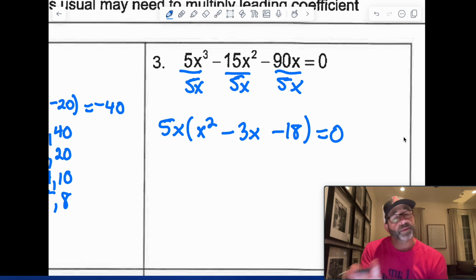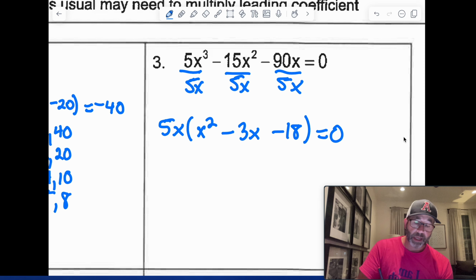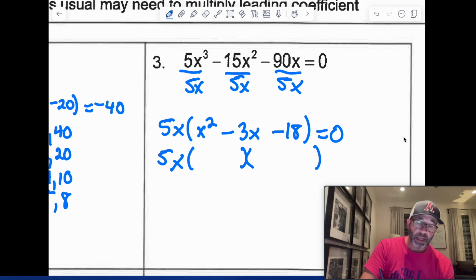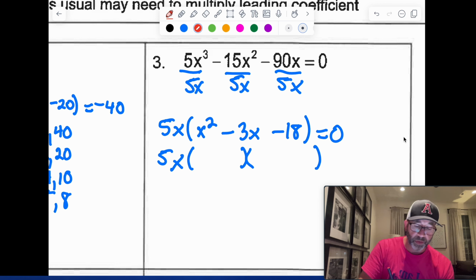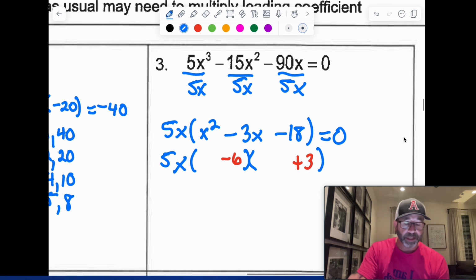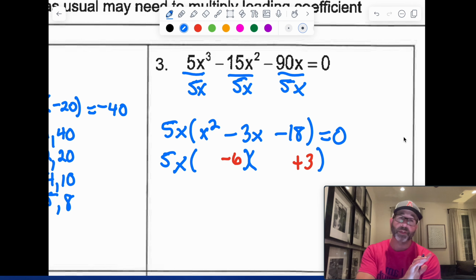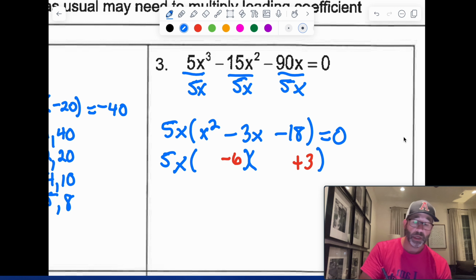We look at that trinomial inside the parentheses, and it's not the difference of squares. So then we ask, well, what are the factors? And it's not a leading coefficient more than 1, so we could just figure out what are the factors of 18 that will give me a negative 3. Those two numbers that will give me a negative 3 would be a negative 6 and a positive 3. That's because negative 6 plus 3 is negative 3, and then negative 6 times 3 will give us negative 18.